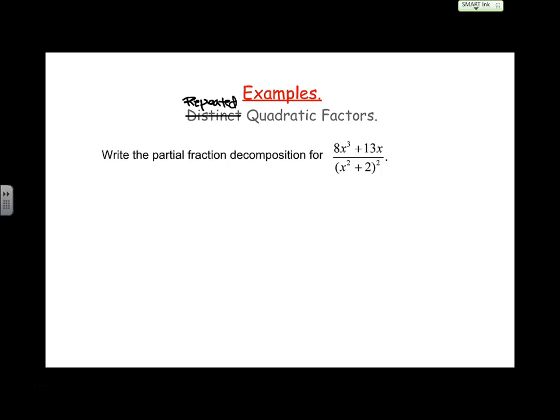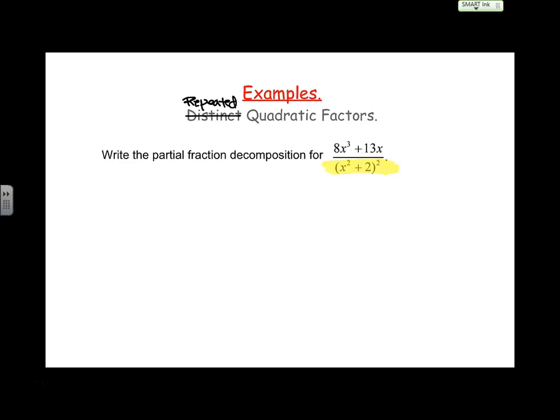Now, hold on, we need to ask ourselves a question though, right? Step number 1, we ask ourselves, is it improper? No. Careful. If you said yes, I totally understand why you said yes. You're looking here. But what else do we have to consider? What else is in the denominator?